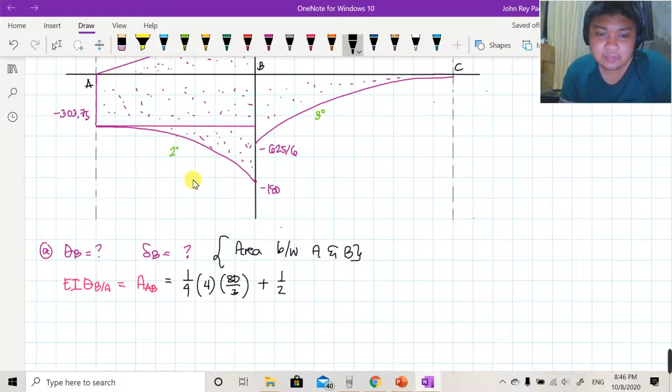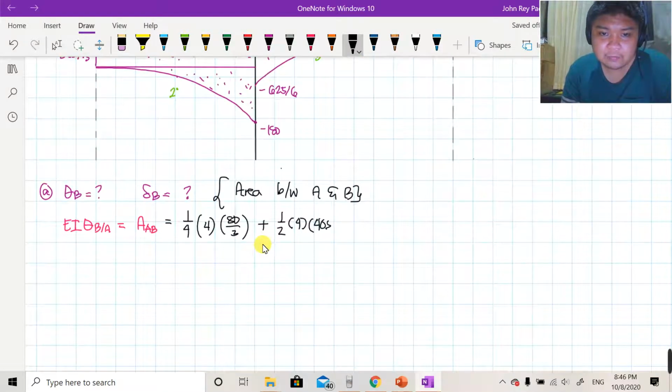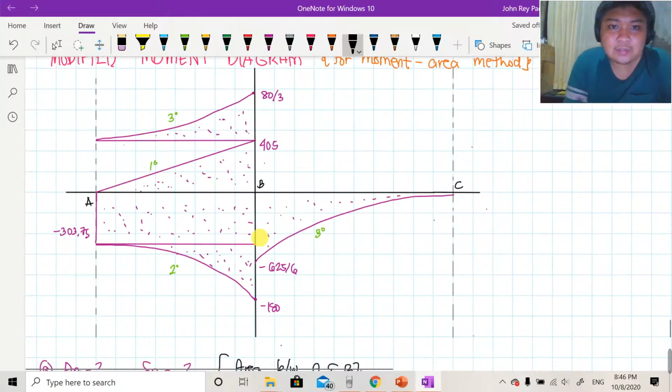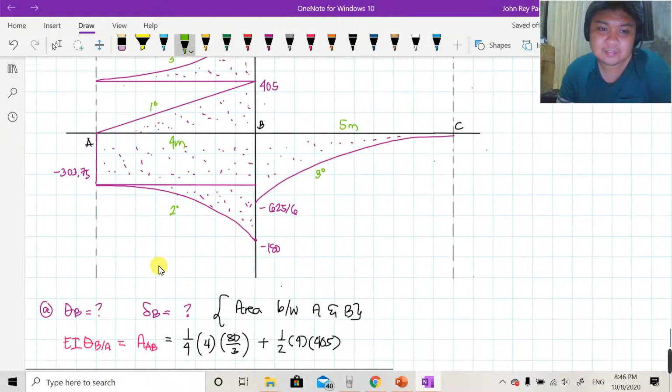Times 1/2, plus 1/2. Tapos, yung kanyang base ay 4 meter. Yung height niya ay 405, right? 405. Wait lang baka yung iba nalilito. From A to B, di ba, 4 meters to. And from B to C, di ba, 5 meters yan. Kaya 4 meter ang bases niya.